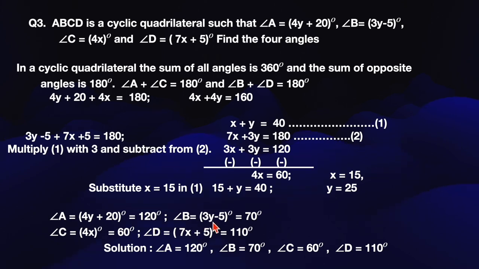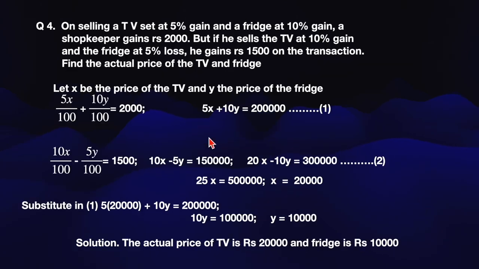B, substitute y here and simplify, you get 70 degrees. C is 4 into x, x is 15. So 4 15s are 60 degrees. D is 7x plus 5. Substitute x and you will get 110. So this is the answer, not this. Okay, be careful.